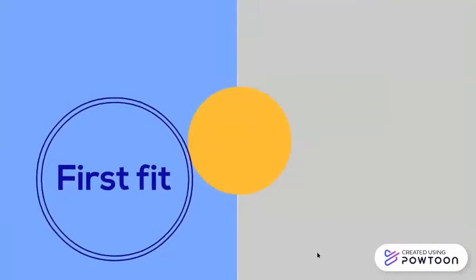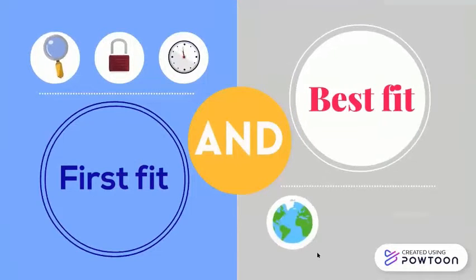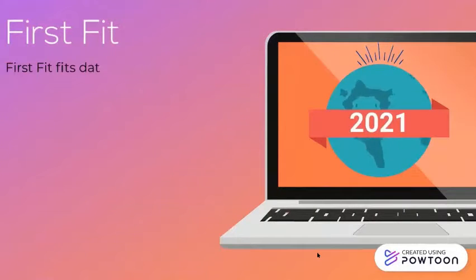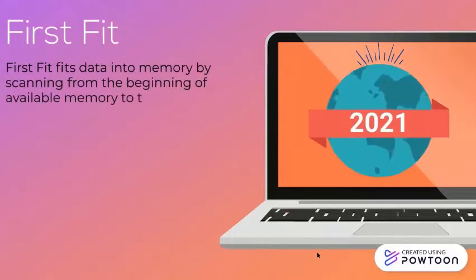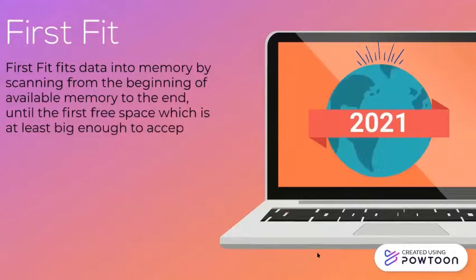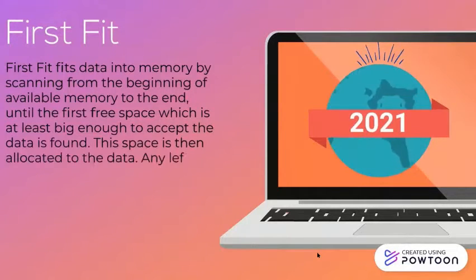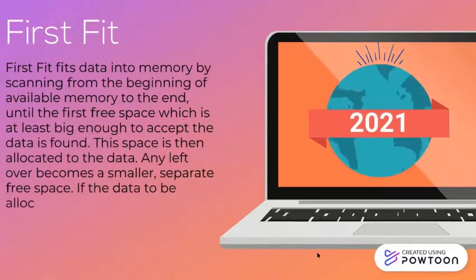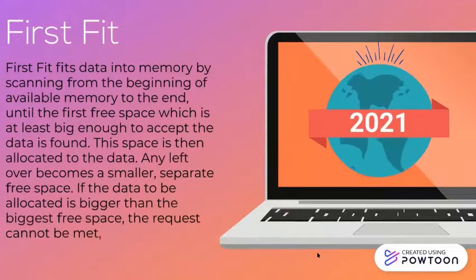Before we start, what is First Fit? And what is Best Fit? First Fit fits data into memory by scanning from the beginning of available memory to the end until the first free space, which is at least big enough to accept the data, is found. This space is then allocated to the data. Any leftover becomes a smaller, separate free space. If the data to be allocated is bigger than the biggest free space, the request cannot be met and an error is generated.